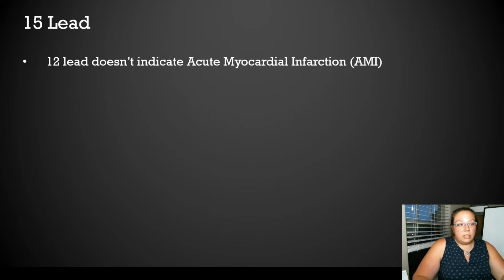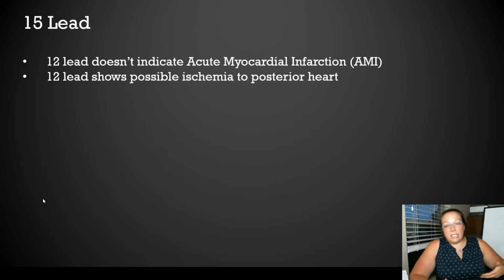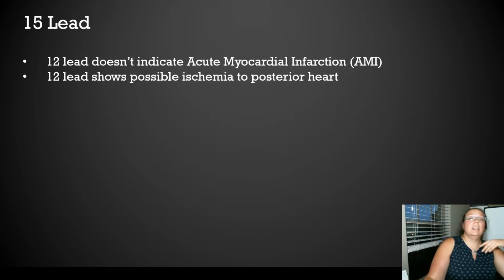So again, why do we do it? The 12 lead doesn't really show that there's an MI going on and the patient is having symptoms of that. Or you do see some changes on the 12 lead in the anterior part, which would be reciprocal of the back part. So the anterior part is showing some ST depression. Then you want to do a 15 lead to see if there's ST elevation in the posterior heart.